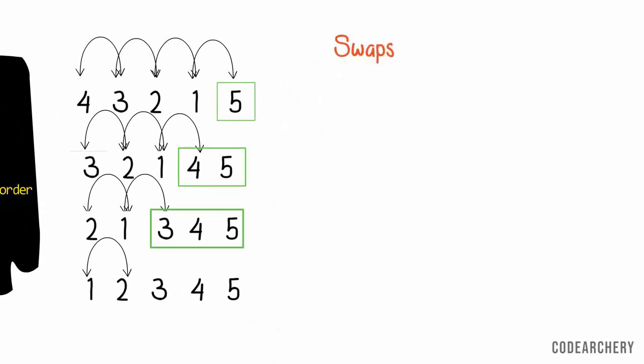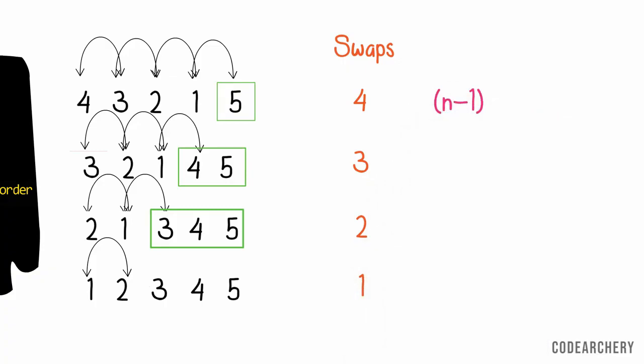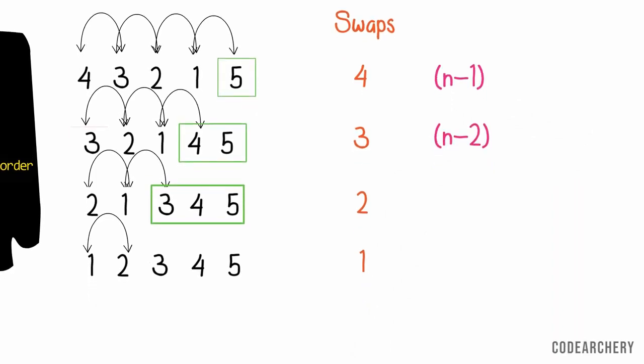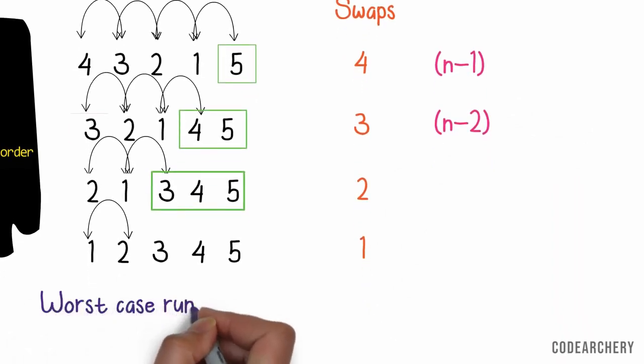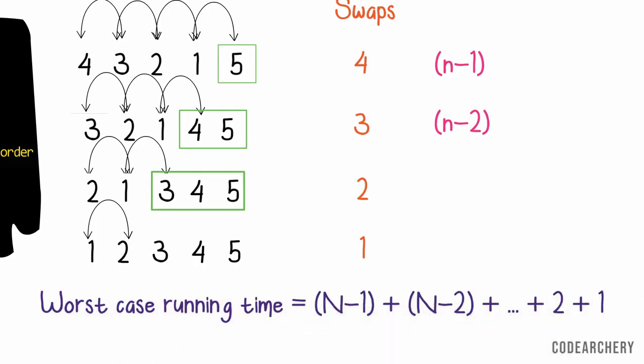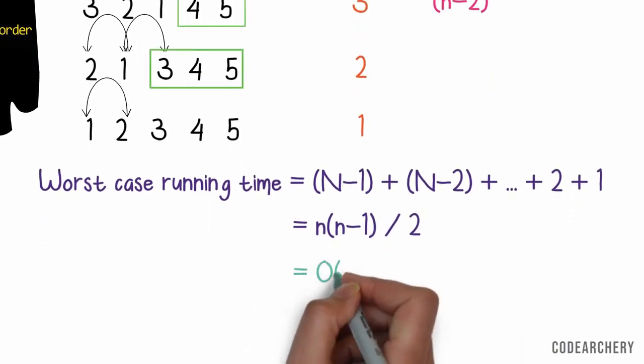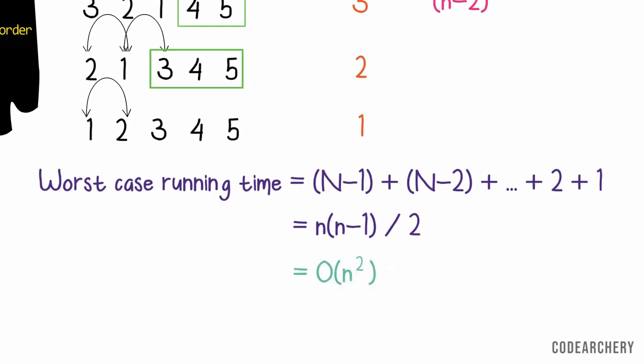Now if we analyze our swaps, in our first iteration we perform 4 swaps. In our second iteration we perform 3 swaps. In our third iteration we perform 2 swaps, and so on. So if we generalize, in our first iteration we do n-1 swaps, in our second iteration we perform n-2 swaps. So the worst case running time is n-1 plus n-2 up to 1, which is equal to n into n-1 divided by 2. So worst case time complexity of bubble sort is order of n square.